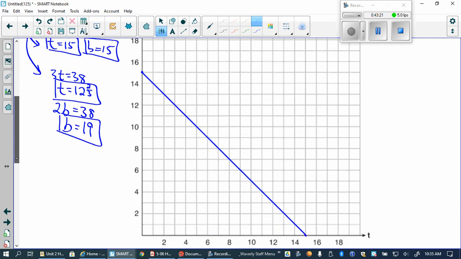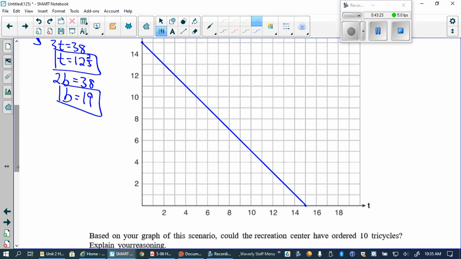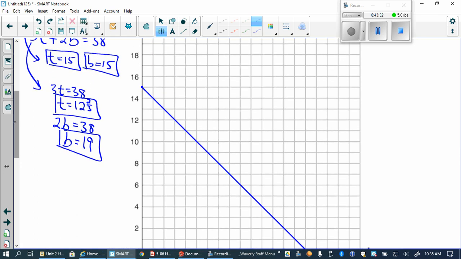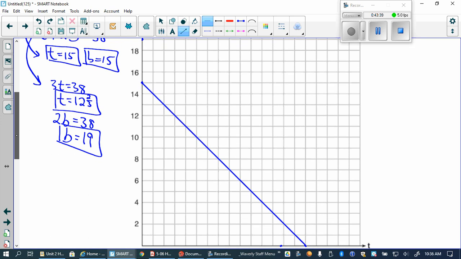So let's go out here to 12 and 2/3, so about there. And then up here to 15. Connect them with a straight edge, unless you did it with mx plus b form.